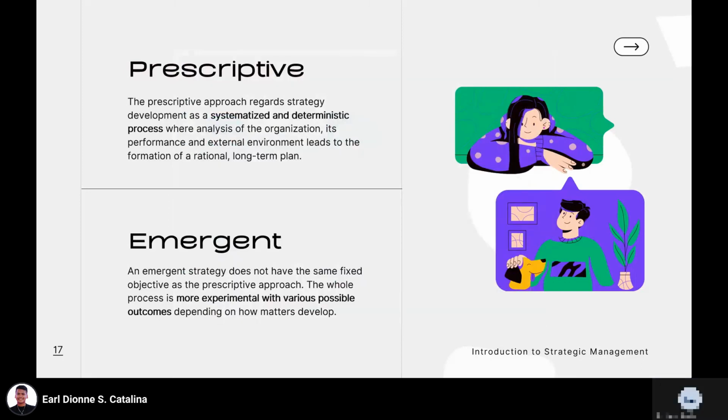Next is the emergent approach. Emergent strategies are implemented in organizations in the absence of specificity in the goals and vision of the organization. The fundamental difference between prescriptive and emergent strategy is that prescriptive focuses on directions and control, while emergent opens up the notion of strategic learning. An emergent strategy does not have the same fixed objective as the prescriptive approach. The whole process is more experimental with various possible outcomes depending on how matters develop.